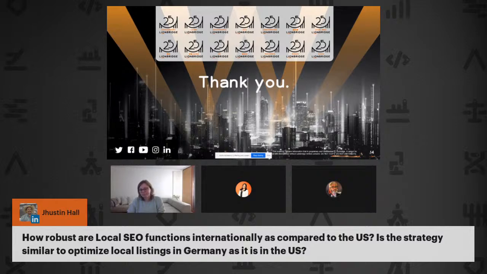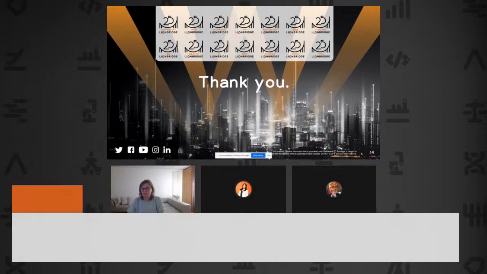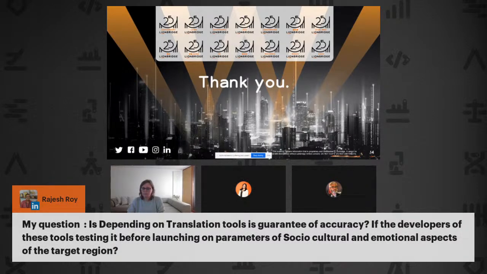All right. Great, thank you both. And we'll do this as the last question of the day. I'll try to summarize it. Depending on translation tools, what is the guarantee of accuracy?